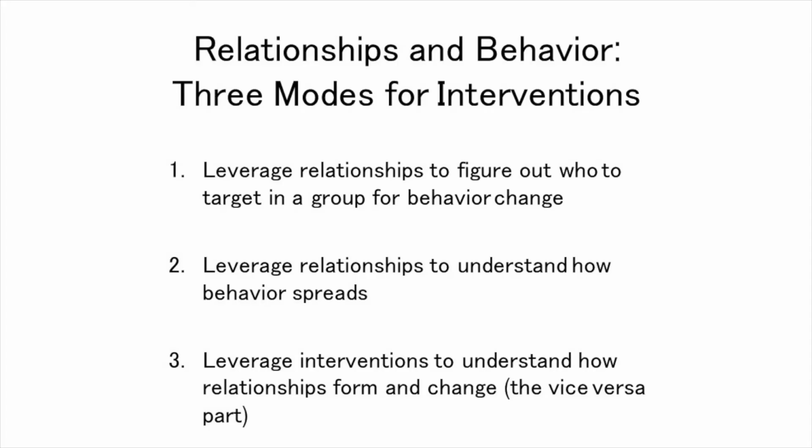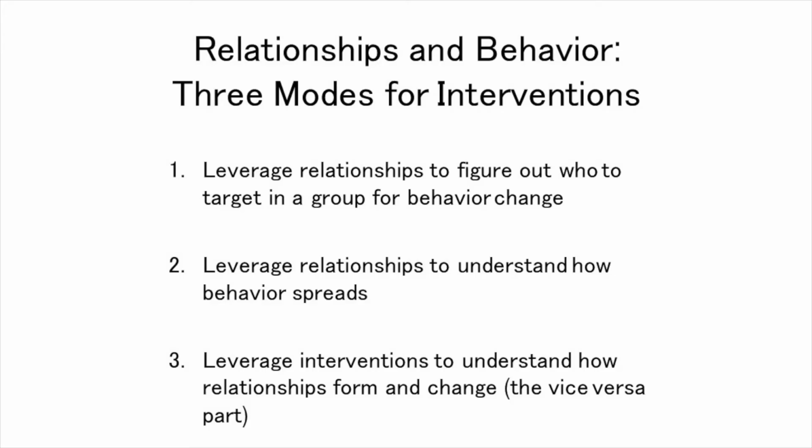Another category is thinking about once things are traveling through a group, how do we use the relationships between people to understand how the behavior is actually spreading? Like, what is happening as behavior spreads? And finally, we can leverage interventions themselves to understand how relationships form and change. So this is the vice versa. This is like switching the causal path and trying to understand how you create patterns of relationships between people.